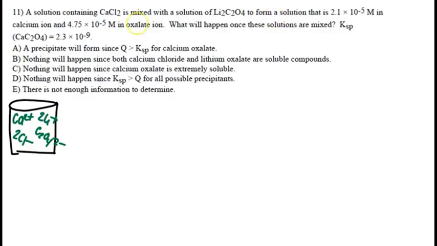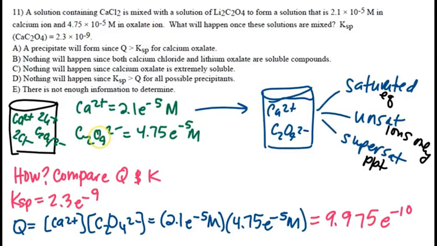They're saying this solution is going to be mixed to form a solution that is 2.1 times 10 to the negative 5 molar in calcium ion and 4.75 times 10 to the negative 5 molar in oxalate ion. And then they want to know what will happen once these solutions are mixed. They also give us an equilibrium constant, or the KSP value, of CaC2O4 as 2.3 times 10 to the negative 9. So I'm going to take what's given to me and mix them together, and the question they're really asking is, will this solution become saturated at equilibrium, unsaturated and produce ions only, or supersaturated and produce a precipitate? And the only way to figure this out is to compare our Q and K values.